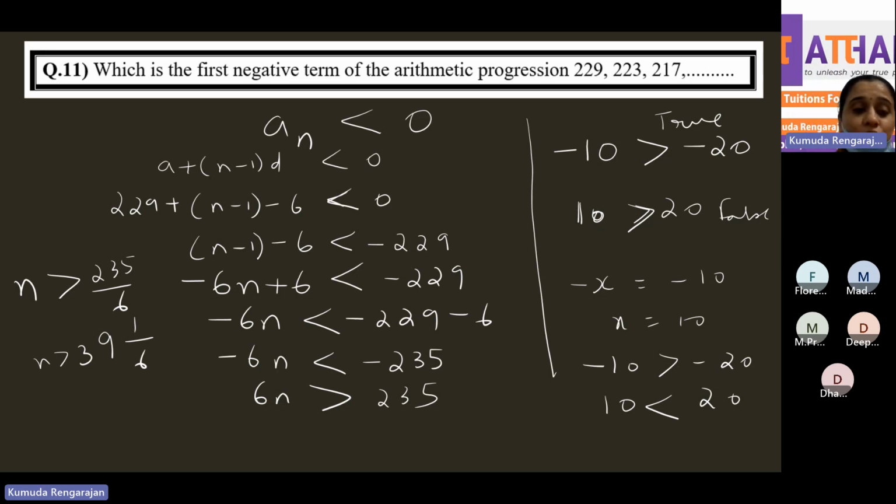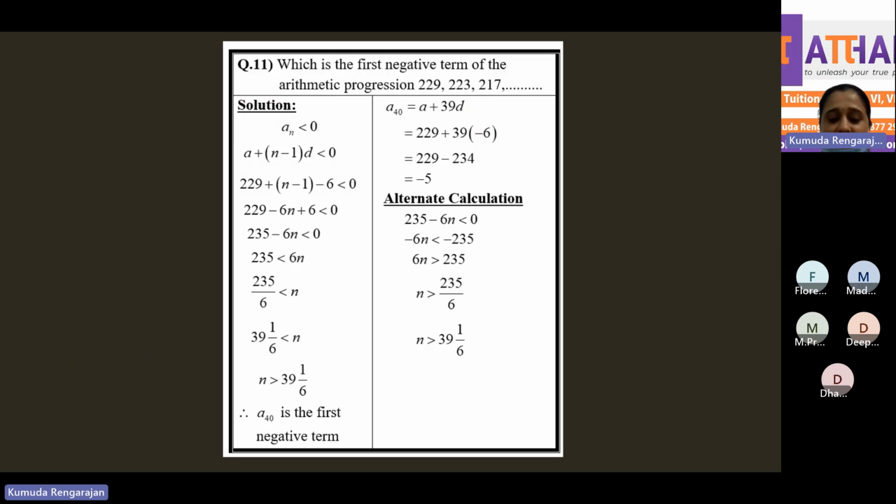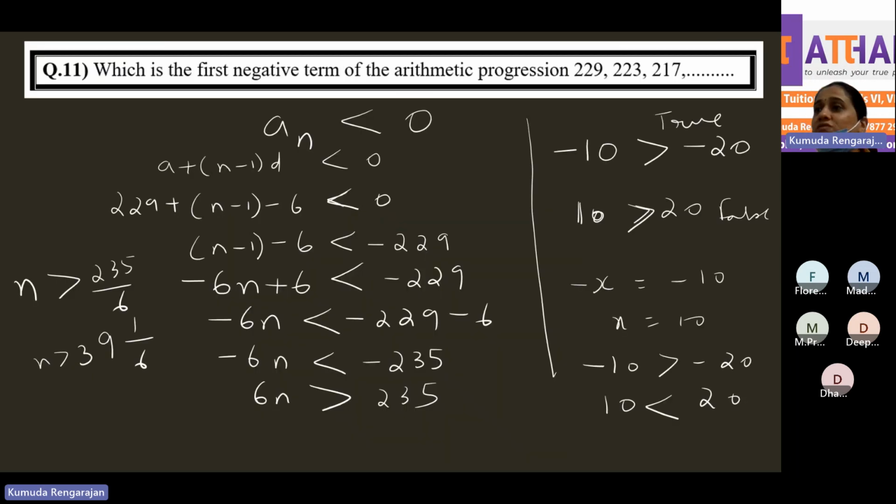So here you should not expect, see, it's n greater than what? This one can be any positive value. It can be fraction, decimal, whatever you get. It should be positive. So n is greater than 39, n is not equal to 39. n is greater than 39, 1 by 6. Here n can take any positive value, fraction also. So the 40th term, I hope my calculation is right, is the first negative term.